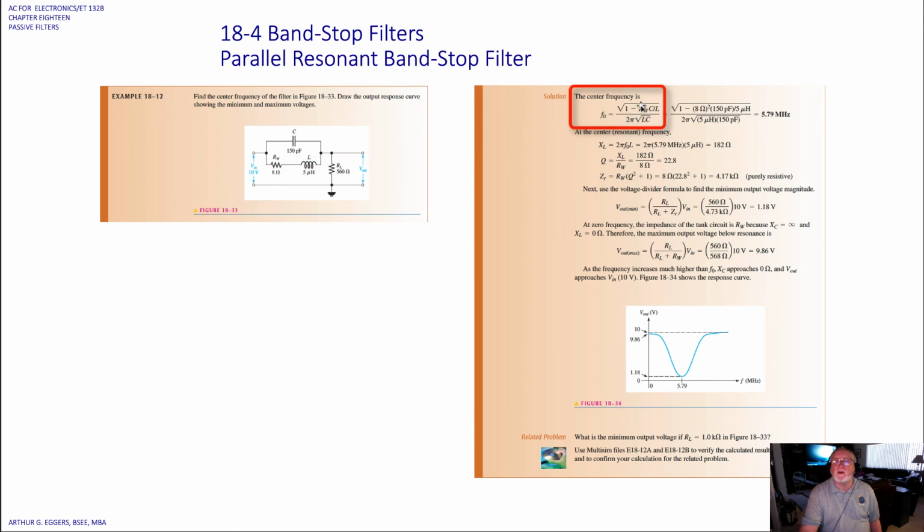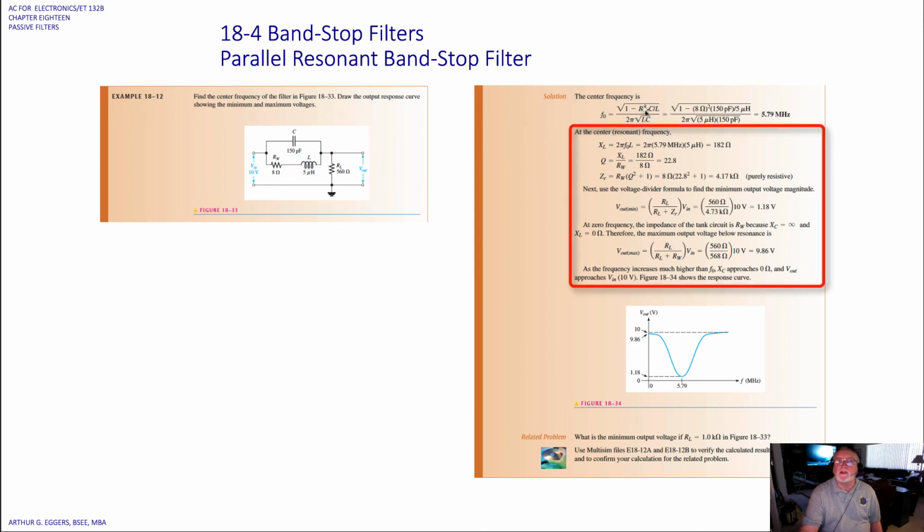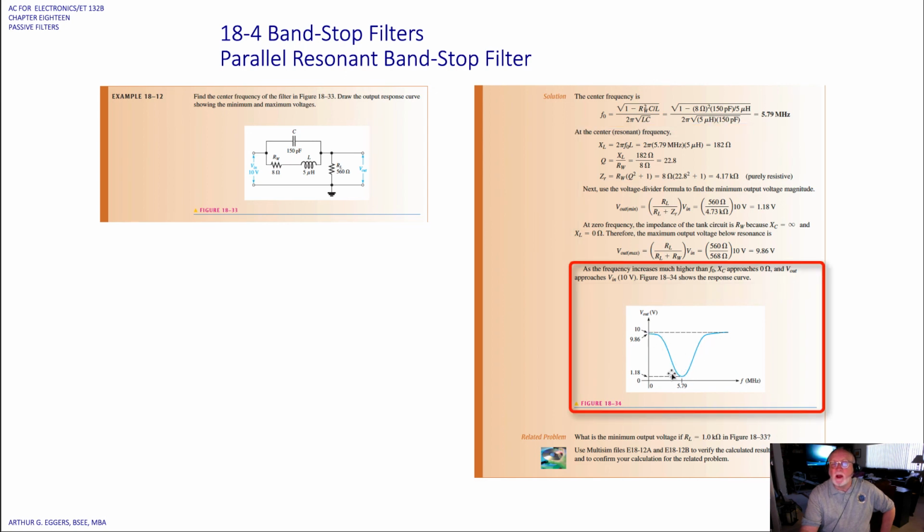Go through and do it with 1 over 2 pi times the square root of LC and see what difference you come up with for the center frequency. Because it's very small, you can probably get away without using the sophisticated one. But prove it to yourself. Then they want us to draw the output response curve. There's our output response curve based upon our calculations.